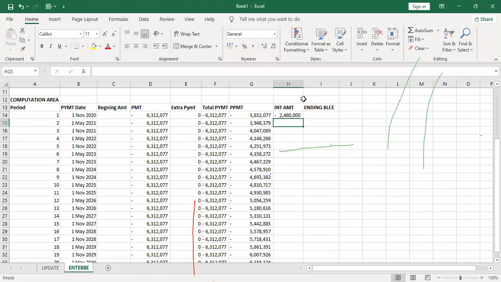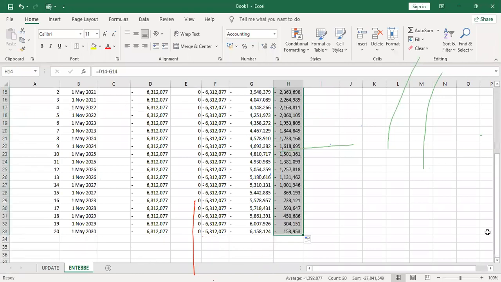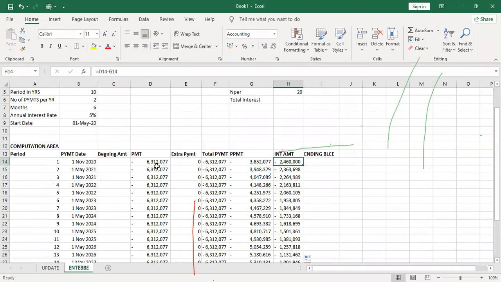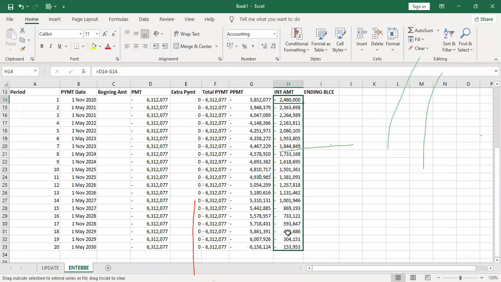So click on the value I've got and then auto what? Autofill. I've said interest amount equals PMT minus PPMT. And then you press enter, you click on this value, and then you autofill.